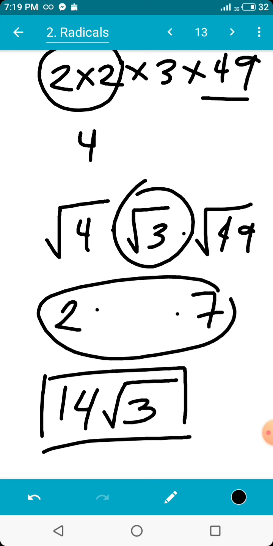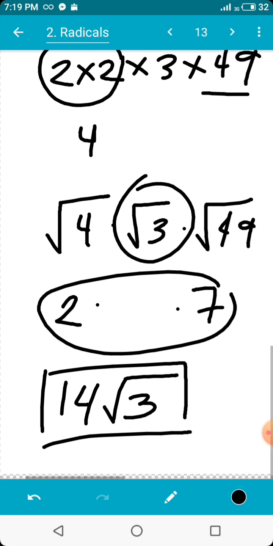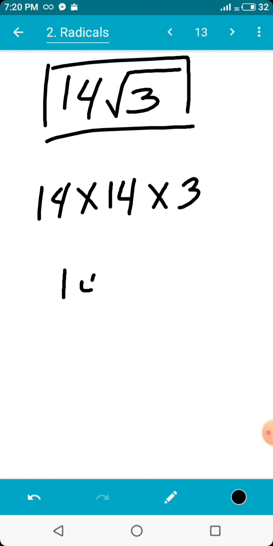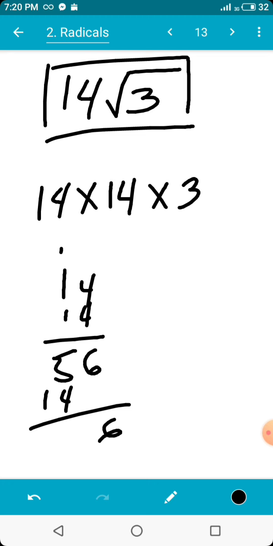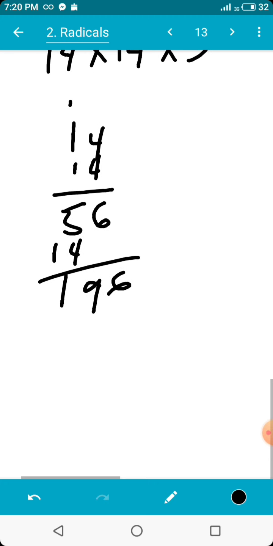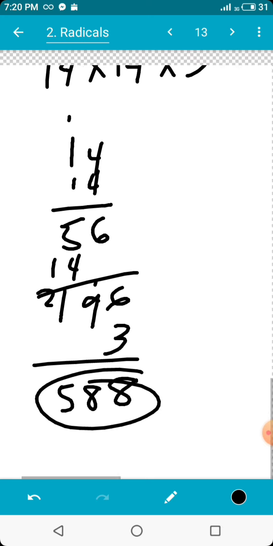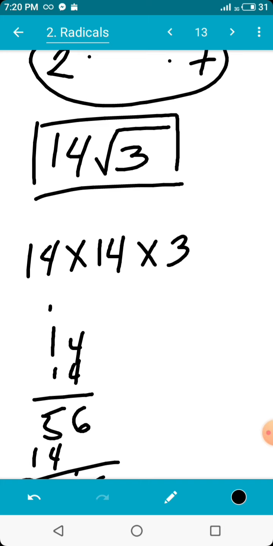So, if we want to check that, we can multiply 14 by itself first. And then, saka natin i-multiply sa radicals natin na 3. Okay, let's try. So, 14 times 14 is 196. And then times natin sa 3. So, 588. Okay. Alright? So, this is how we can check kung tama tayo. Okay?